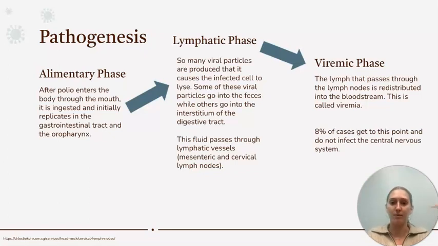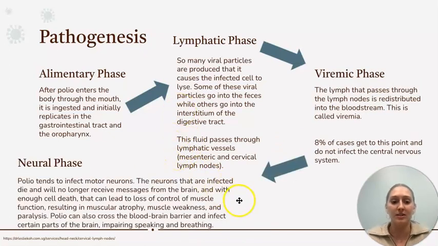So it's traveling up that motor neuron and leading back to the central nervous system, where we can see some infection. So the central nervous system can get invaded there, and at this point, the neurons that are infected die and no longer receive messages from the brain. And with enough of this cell death, that can lead to loss of muscle function, muscle atrophy, muscle weakness, and paralysis. But the hope is that the antibody response is enough to fight off the disease so that those motor neurons don't get that damaged. So that brings us to the neural phase.